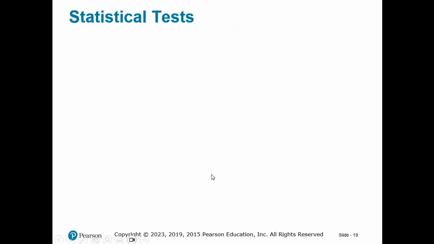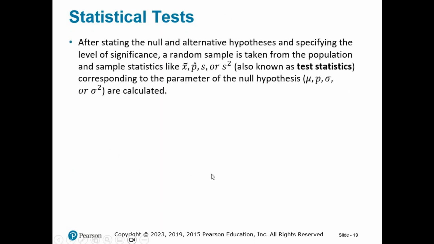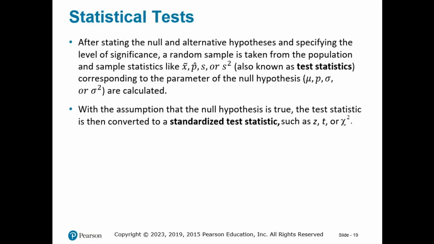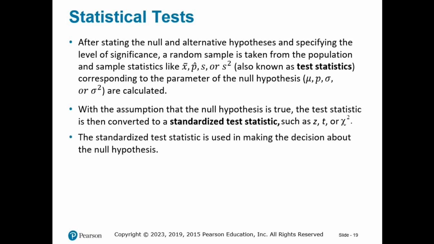After stating the null and alternative hypothesis and specifying the level of significance, the next step is for a random sample to be taken from the population. At that time, sample statistics like x-bar, p-hat, s or s squared, also known as test statistics, which correspond to the parameters of the null hypothesis like mu, p, sigma, or sigma squared, are calculated. With the assumption that the null hypothesis is true, the test statistic is then converted to a standardized test statistic such as z, t, or chi-squared. Then the standardized test statistic is used in making a decision about the null hypothesis.